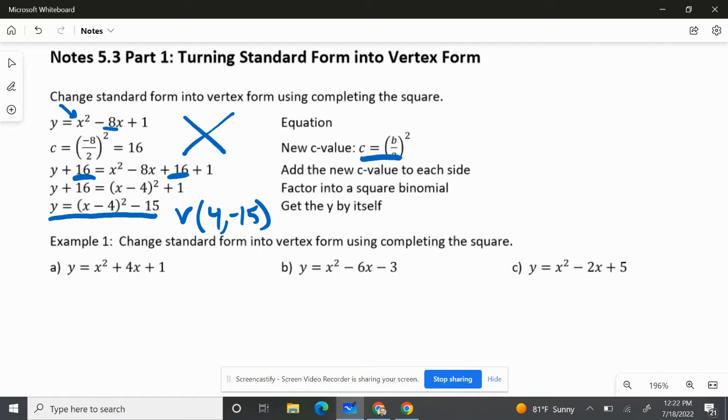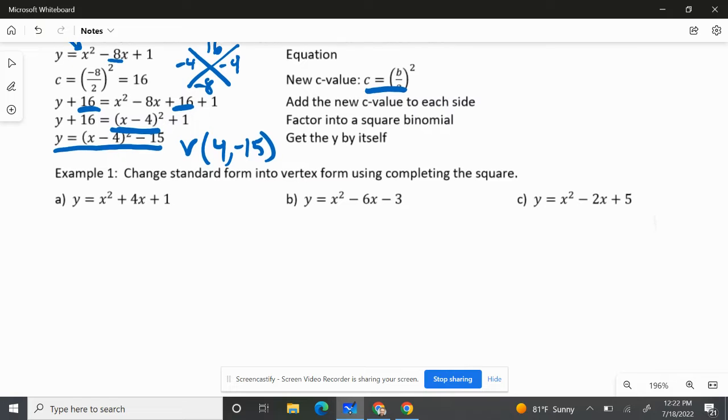And then what we do is we factor it. Two numbers that multiply together give us 16, add up to -8. If we do this correctly, it's always the same number. That gives us our square binomial. Notice that we have our square binomial, and then we subtract the 16 to get our -15.